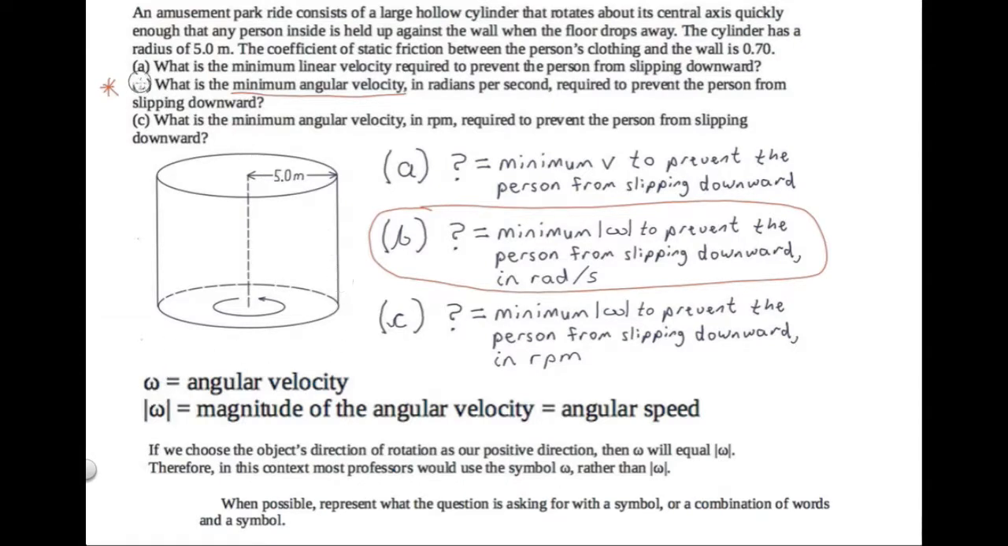But again, it would probably be best to interpret part B in this context as really asking us for the magnitude of the angular velocity, which could also be referred to as the angular speed. And technically the symbol for the magnitude of the angular velocity is omega in absolute value signs to indicate that it's a magnitude. Part C is asking for the same concept as part B, but part B is asking us to use units of radians per second, while part C is asking us to express the answer in RPM, which you should know stands for rotations per minute.